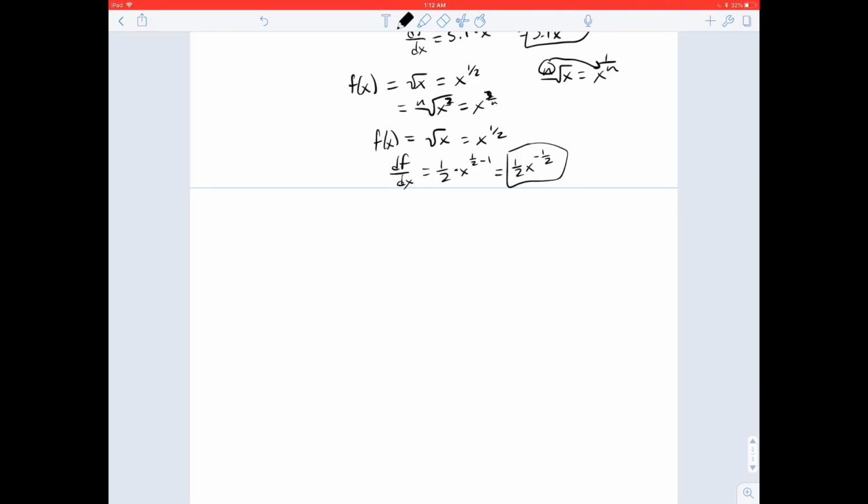Similarly, if we had something like f of x is equal to x to the 3/2, I just gave you the answer. If we had the square root of x cubed, we would just make it x to the 3/2. So now we just do the same thing. We say 3/2 is our exponent, multiplied by our base, subtract 1 from the exponent, and then boom, 3/2 x to the 1/2.